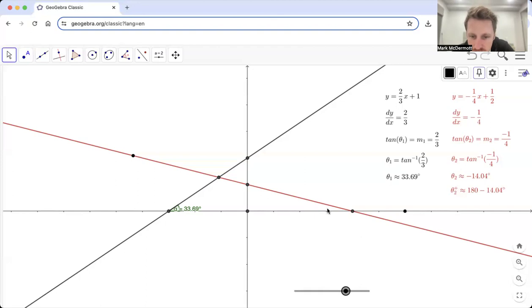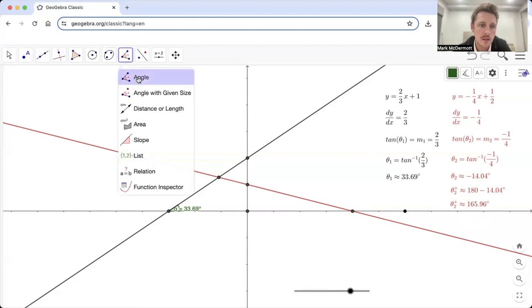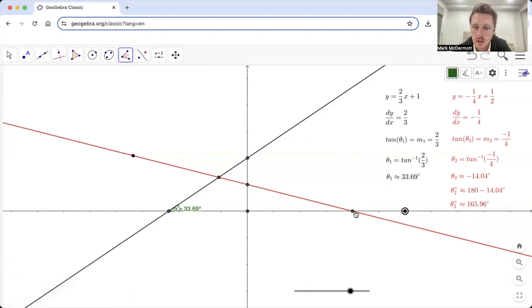So you might consider that this angle here and this angle are supplementary, so they must add to 180. So if we do 180 minus this angle, the angle that's created is 165.96 degrees. So we can also check that. If I go angle, if we find this angle here, 165.96. So that checks out.